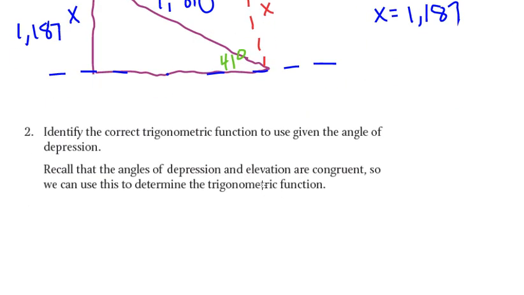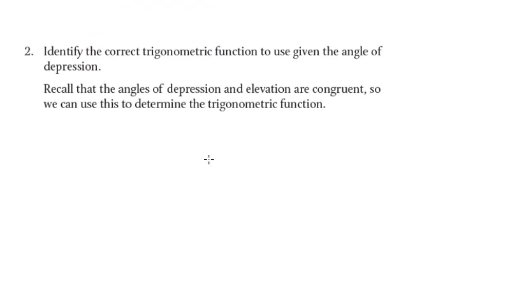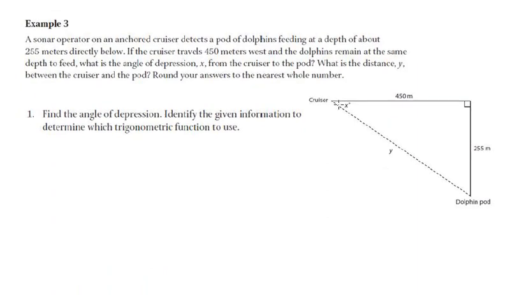All right, so let's go ahead. Things to remember: the angle of depression and the angle of elevation are always congruent. All right, moving along here to example 3. So in example 3, and in example 4 as well, the image is already here for you. So it says the sonar operator creates basically this image. And it wants to know what is the angle of depression from the cruiser to the pod, and what is the distance y between the cruiser and the pod.